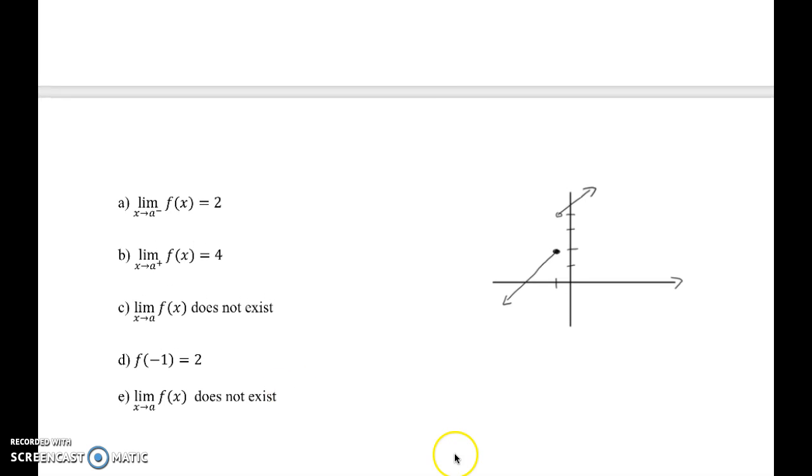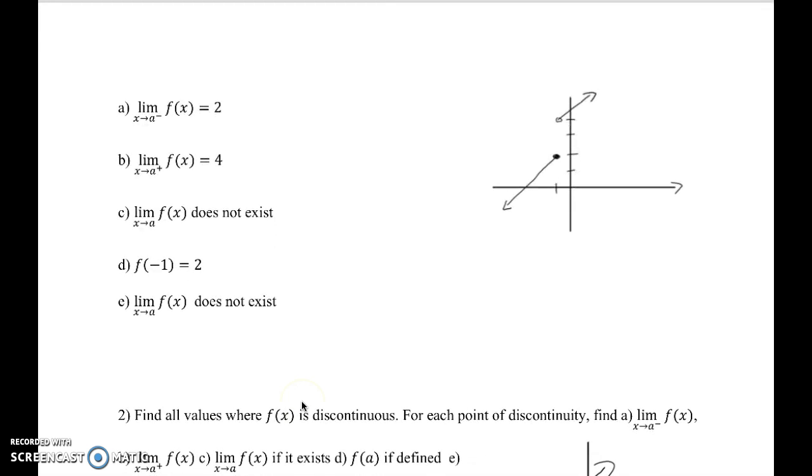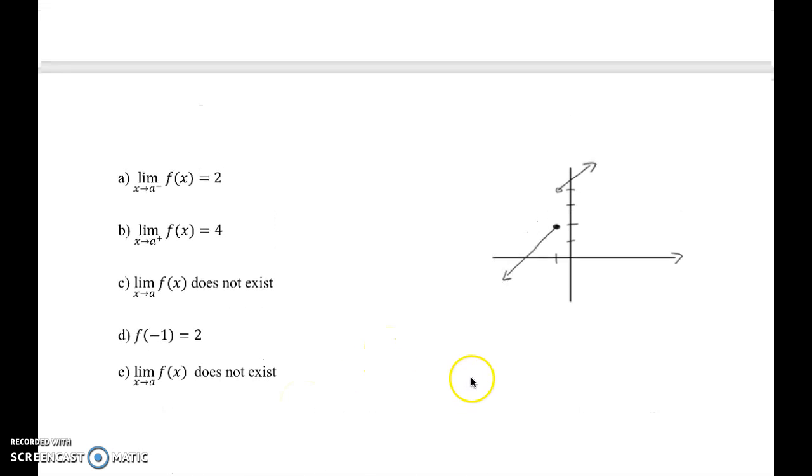At a equals -1, right here, we approach it from the left, and we approach it from the right, all right? But does our limit exist here? Well, from the left, it approaches 2. From the right-hand side, it approaches 4. And therefore, the limit does not exist. If we look at f of -1, f of -1 is equal to 2. So that does happen, but the limit of f of x does not exist. Therefore, it has a discontinuity, and this is a jump.